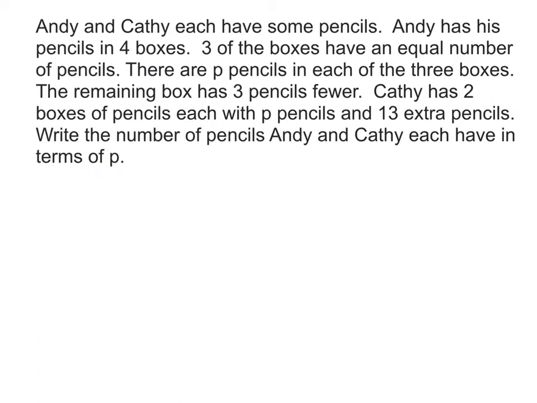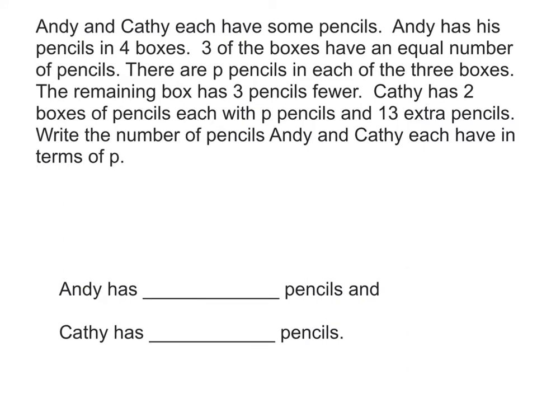We'll start with our sentence answer. Andy has P pencils in each of 3 boxes. Well, that means he would have 3 times P pencils in those boxes. In the remaining box, he has 3 pencils fewer. So his 4th box would have P minus 3 pencils. And I need to add those 2 things together to get his total pencils. So he would have a total of 4P minus 3 pencils.